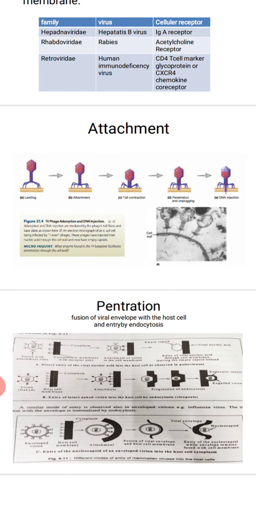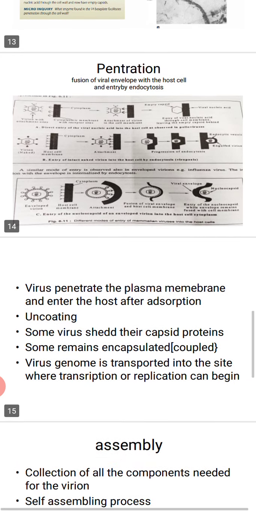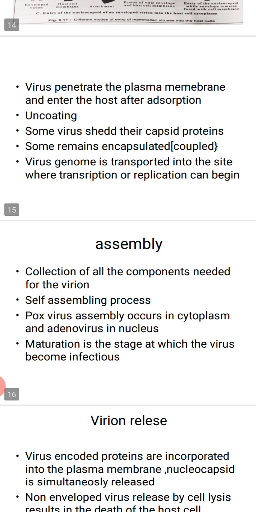Penetration is the fusion of the viral envelope with the host cell and entry by endocytosis. The virus penetrates the plasma membrane and enters the host after adsorption. Uncoating happens: some viruses shed their capsid proteins, some remain encapsulated, and the virus genome is transported to the site where transcription or replication can begin. And then assembly. Assembly is the collection of all components needed for the virion, a self-assembling process. Like poxvirus assembly occurs in the cytoplasm and adenovirus in the nucleus. Maturation is the stage at which the virus becomes infectious.